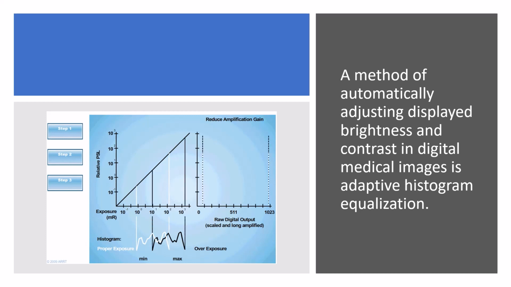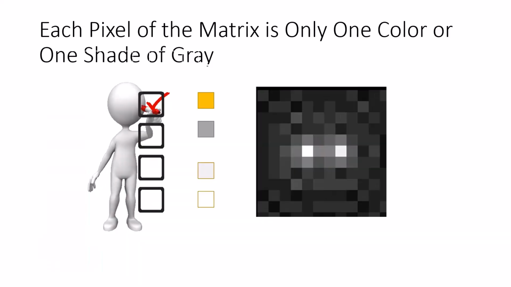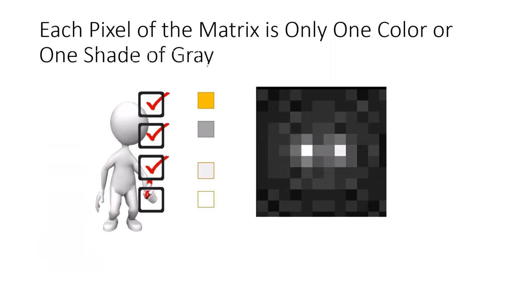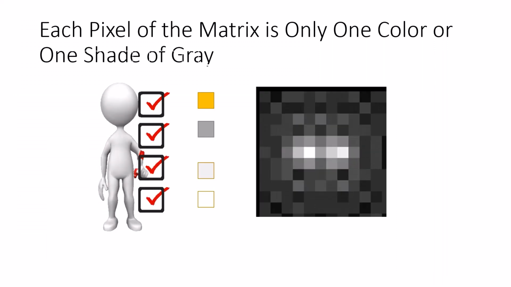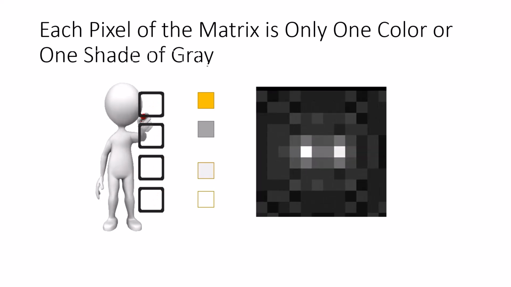Now, let's take a look at how this actually works. Here we're going to see an overexposure has been acquired. That's not the exposure we want, so we scale it down to the correct exposure. This method of automatically adjusting displayed brightness and contrast in digital medical imaging is adaptive histogram equalization. The adaptive equalization is not like an AEC, it simply adjusts the image.